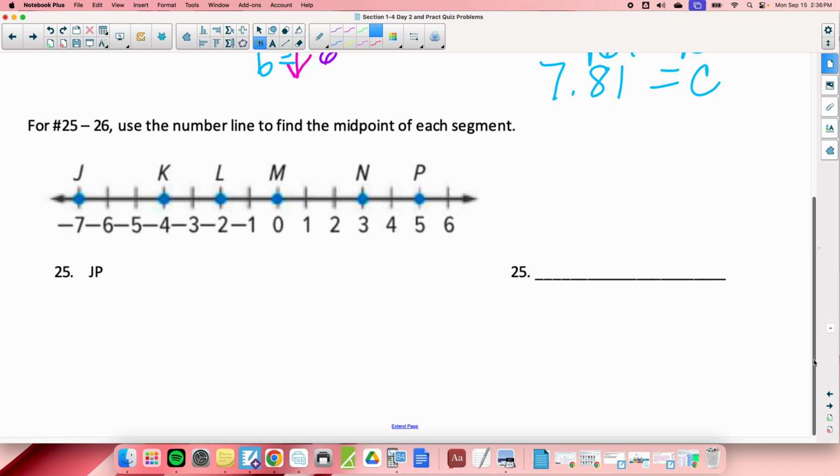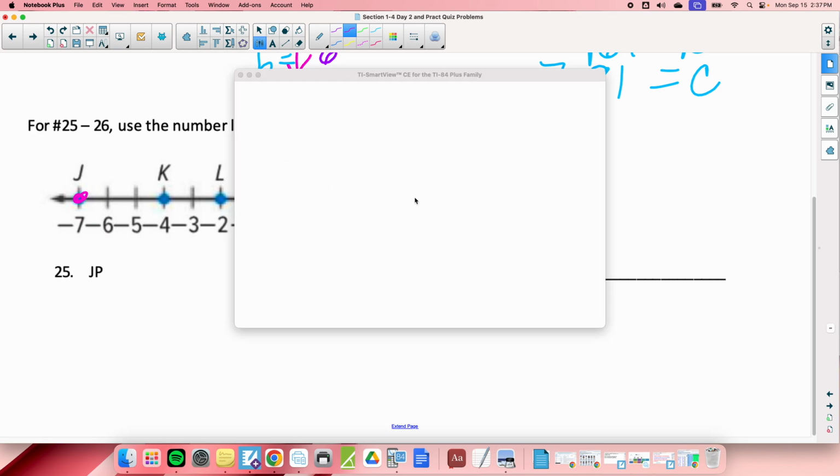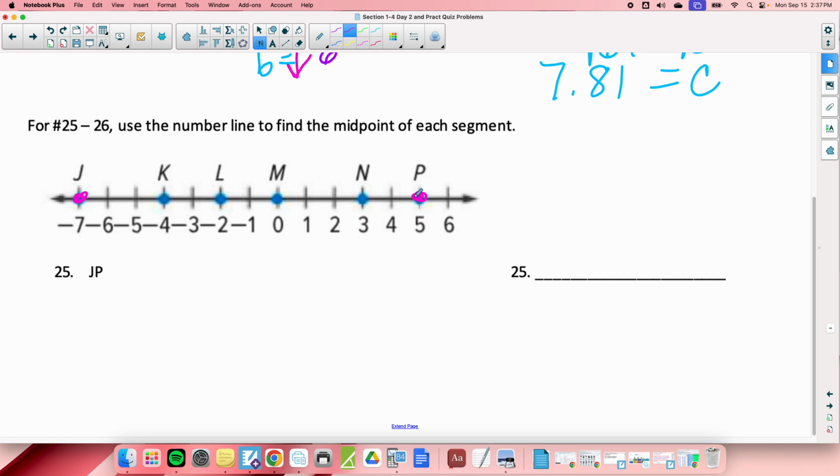All right, this one says to find the midpoint between J and P. You guys have notes for how you find the midpoint on your chapter 1 notes, but does this look familiar? What we had to do when we put it in is we either had to put parentheses around it or we said enter.